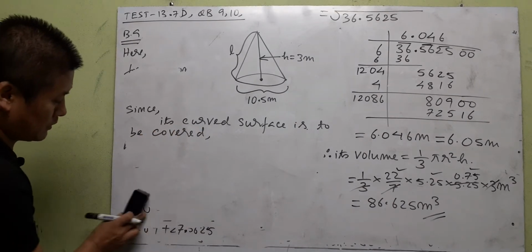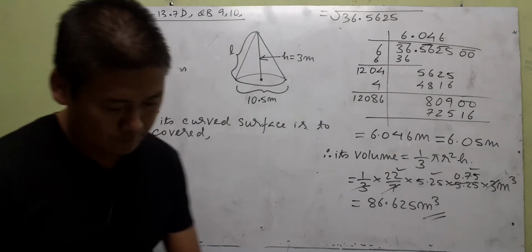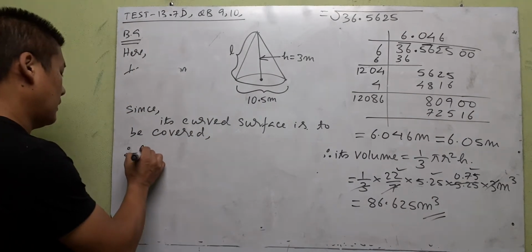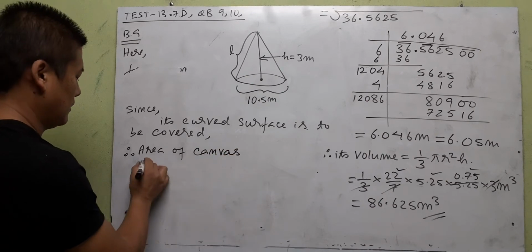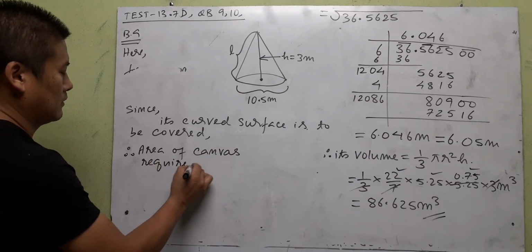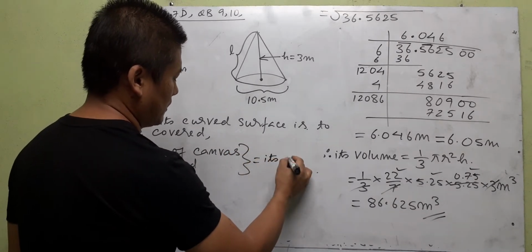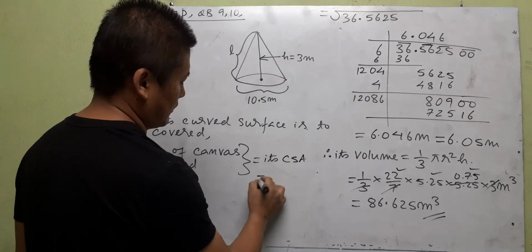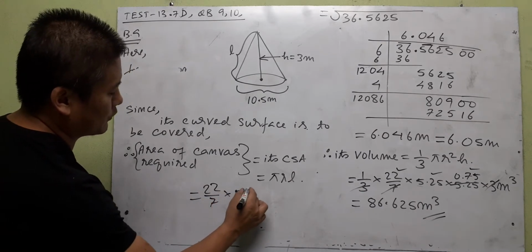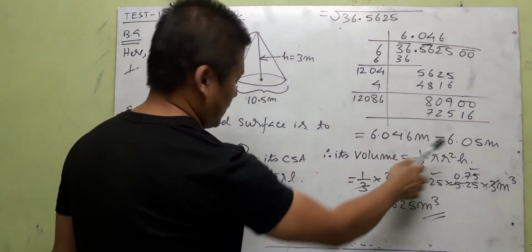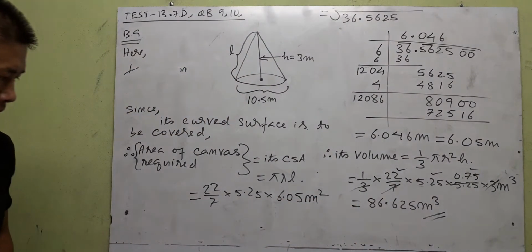Since the curved surface area is to be covered, therefore, look there now, the area of canvas required will be equal to its curved surface area, which is pi r l. So 22 by 7 into r is 5.25, l just now you see here is 6.05. Area is two-dimensional, so meter square. Yes, we have learned this one.